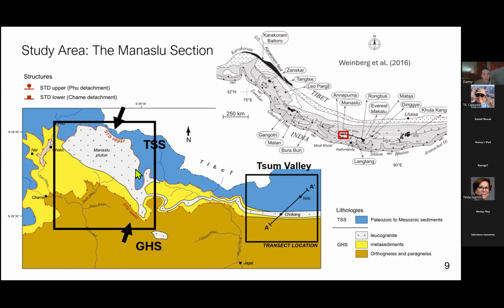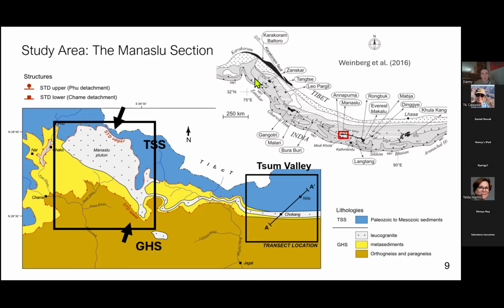A key feature in this section is the Manaslu Pluton. So this is a big kilometer scale leucogranite pluton that outcrops at the interface between the Greater Himalayan sequence and the Tethyan sedimentary sequence. And these plutons are actually really common along the strike of the Himalaya. So it's all these black dots that you can see in this diagram up here. These are many different plutons like the Manaslu Pluton. So it's a very common process in the Himalaya, and we're interested in understanding it.